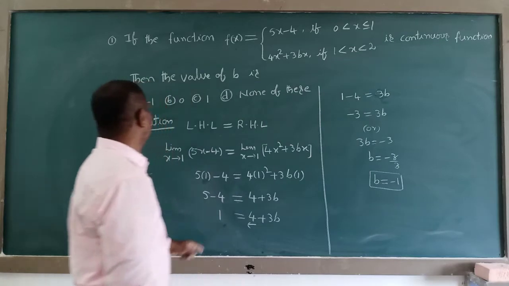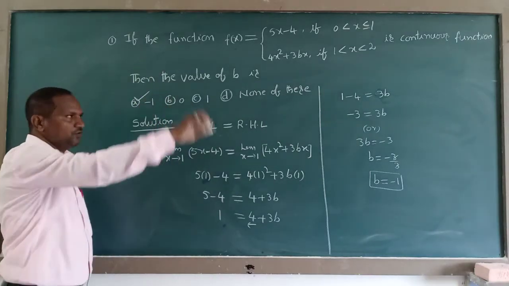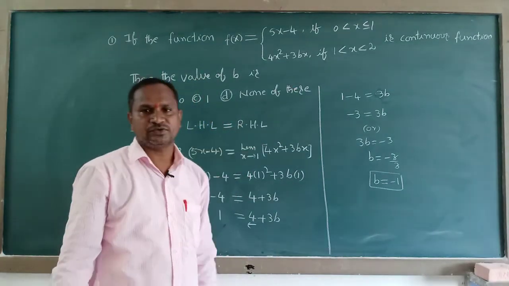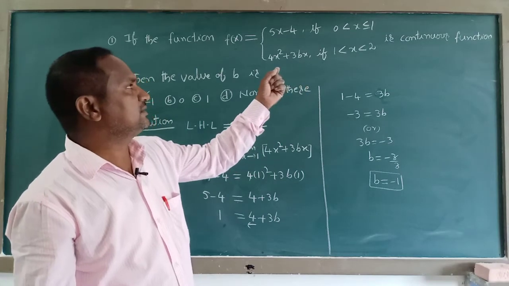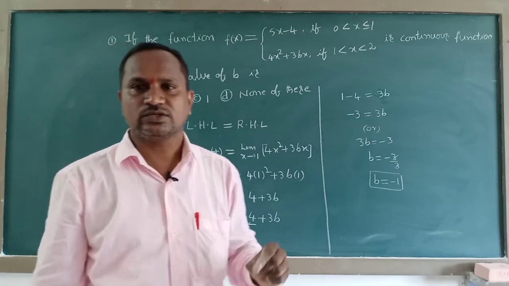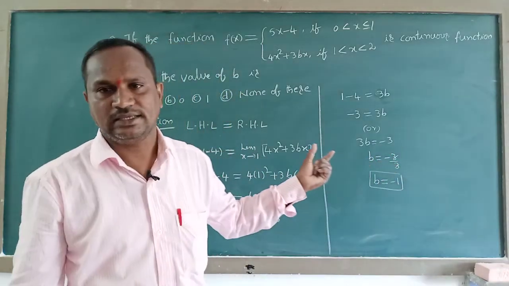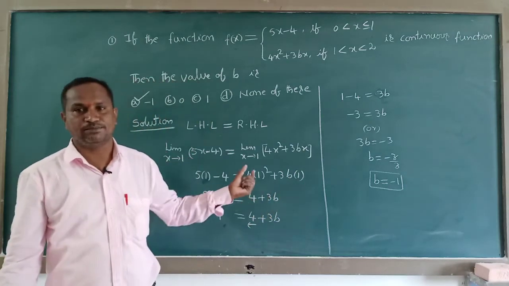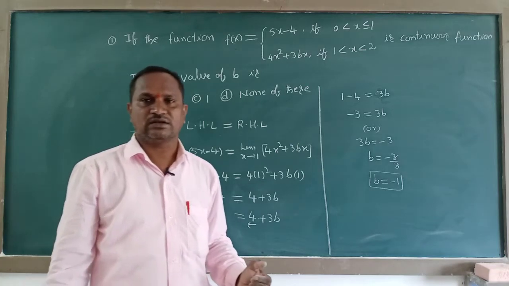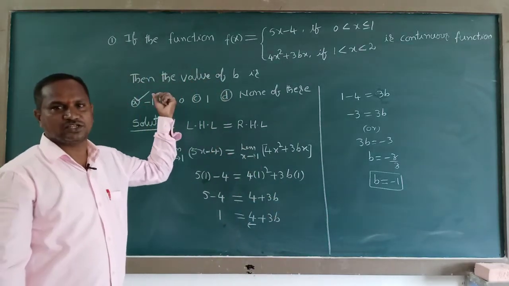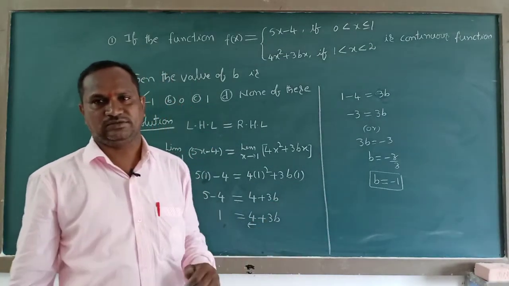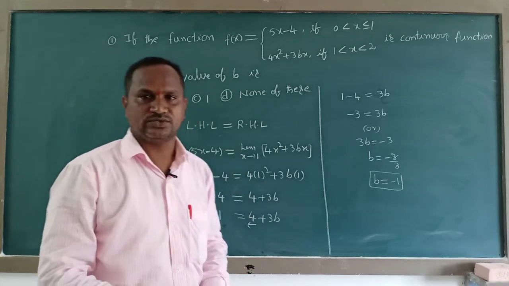Now minus 1 is allotted to which option? First option. Therefore the first option is the correct answer for this question. Because when it is a continuous function, at the number common to both symbols, we must take LHL is equal to RHL. By taking that, easily we can get the value of the unknown letter b. Finally we got the value of b is minus 1. Now let us solve another question.